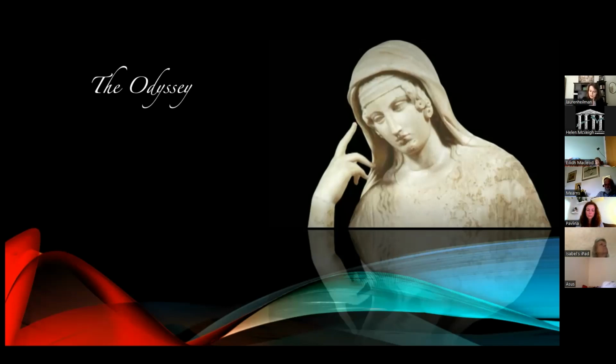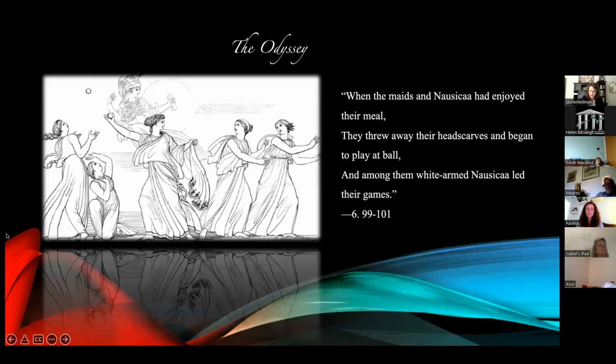maidens. Nausicaa's presence at the river is due to her expressed desire to wash her brother's clothes, for they are always wanting newly washed clothes to wear at the dance. And when the maids and Nausicaa had enjoyed their meal, they threw away their headscarves and began to play at ball, and among them white-armed Nausicaa led their games. In this passage, what Verity translates as games, Lattimore translates as in the dance, which reflects the rhythmic nuance of the Greek molpes, as we saw it in Iliad 1.